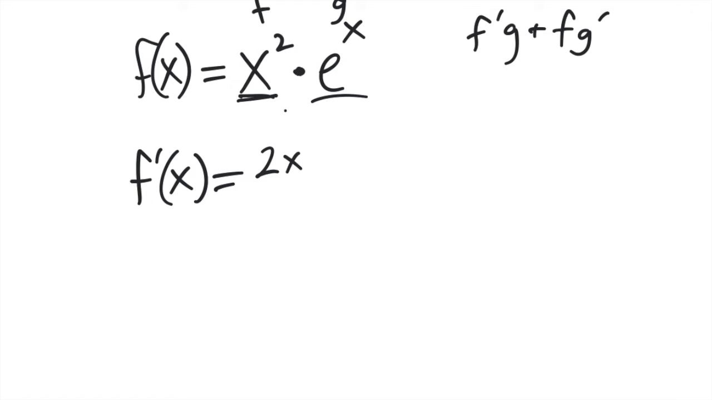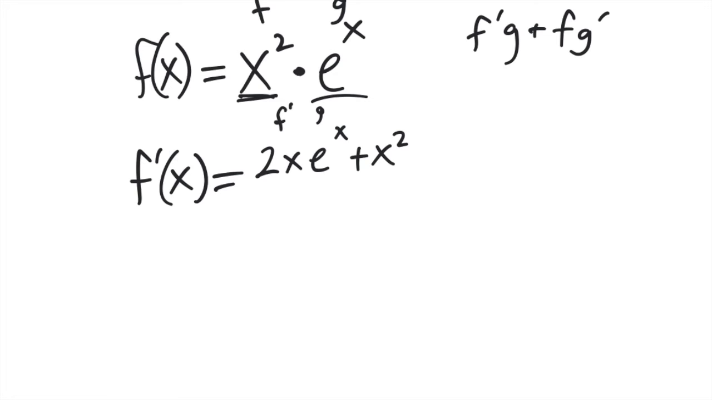So this is your f prime. And then times g. Well, g is just e to the x. So no need to take any derivatives in there anywhere, although e to the x is its own derivative anyways. But this is just g. Now we need plus f, just copy and paste f, which is x squared, and then the derivative of g.